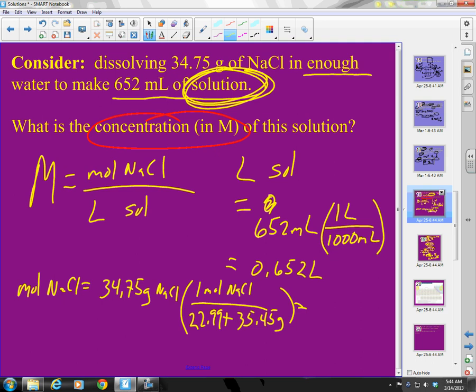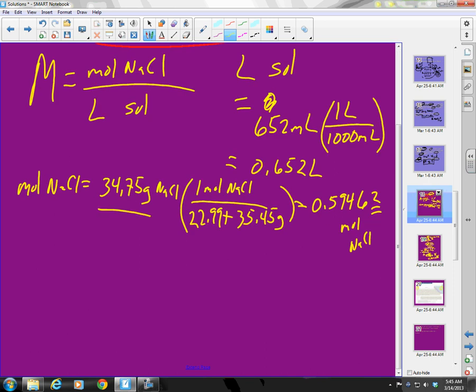34.75 divided by quantity 22.99 plus 35.45, and I get 0.59462 moles of sodium chloride. Cool. Excellent. I have 4 sig figs, that means I have 4 here. I'm going to carry the 2 and round it at the very end.